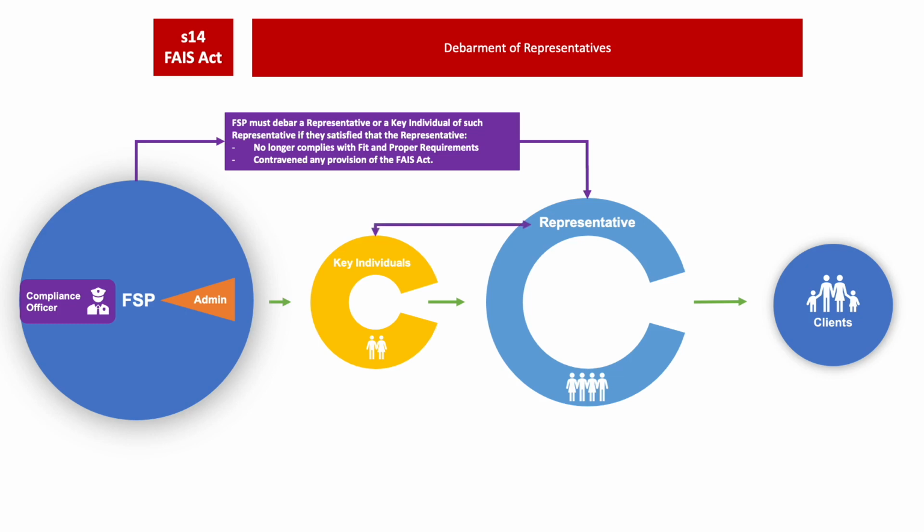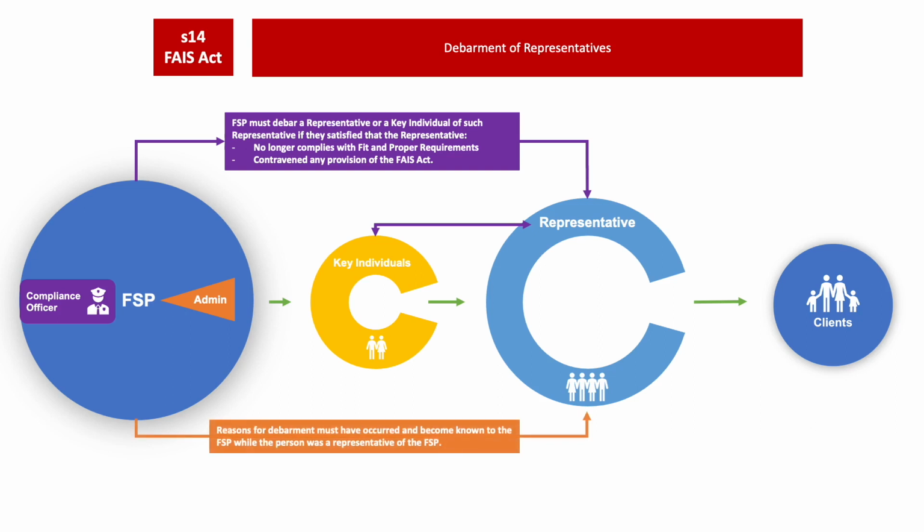It is important to remember that the FSP can debar the key individual of the representative. We need to remember that the key individual oversees the representative and therefore would also need to take responsibility over the representative's actions. The reasons for the debarment must have occurred and become known to the FSP while the person was a representative of the FSP.